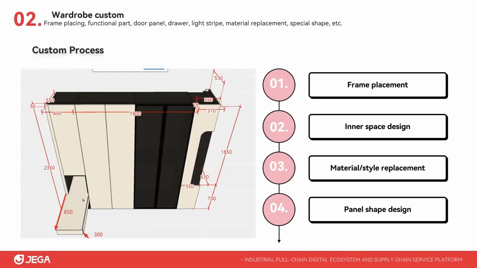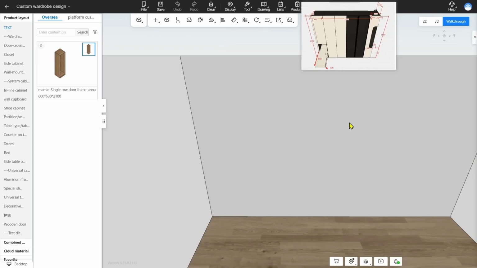This is the wardrobes that we are going to custom today, and I'm going to stick it on my computer. Now I have stuck this dimension picture on my computer, so let's start our design. First is this wardrobe with text type.